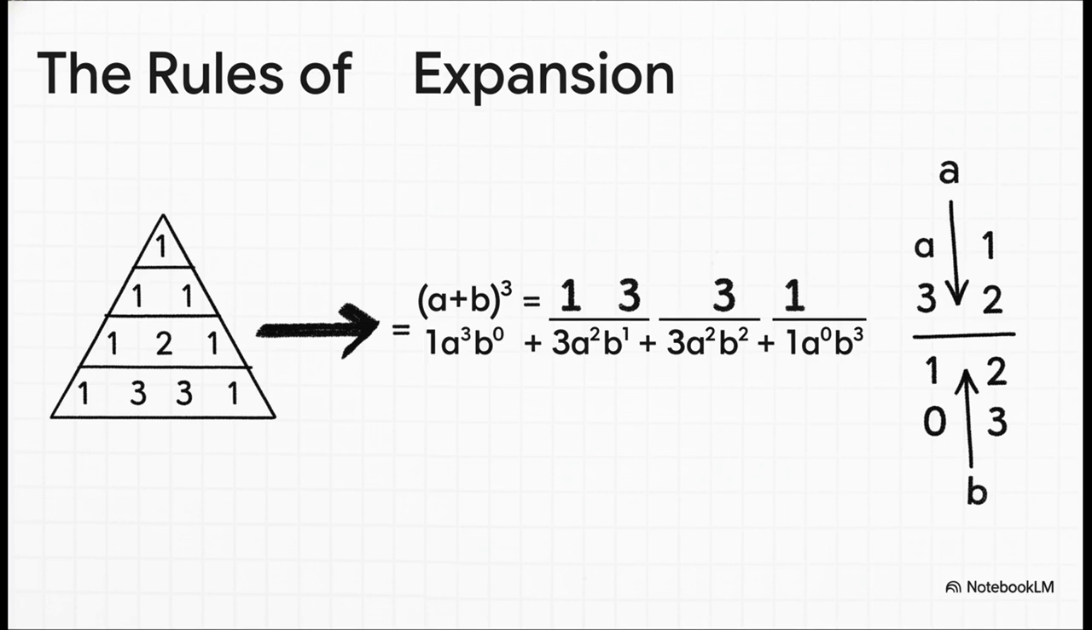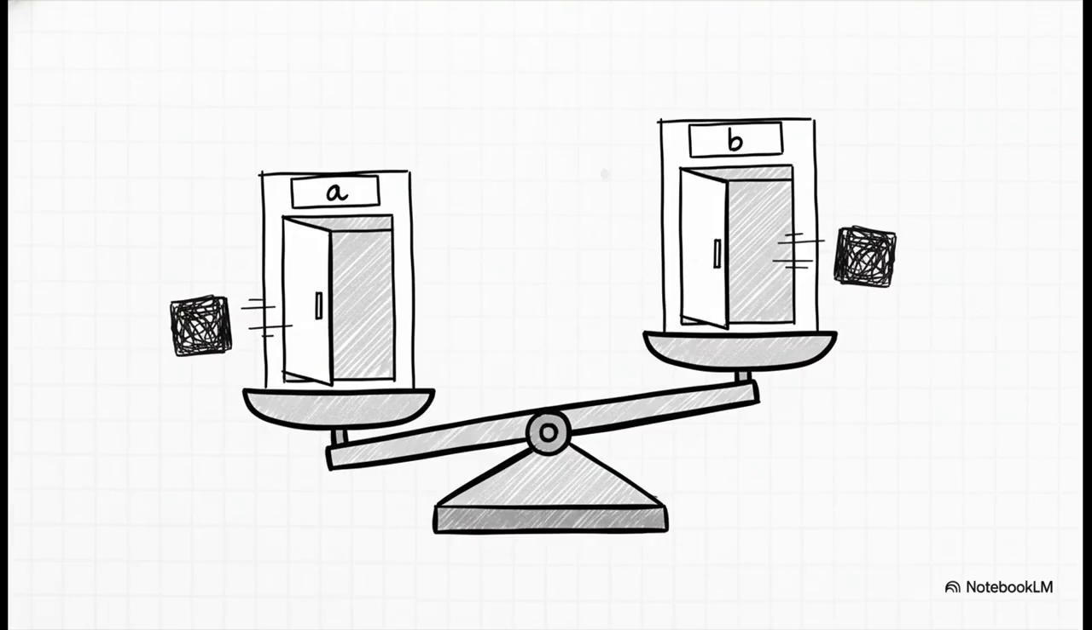And the variables? They do this perfect little dance. The first term's power counts down from 3 to 0, while the second term's power counts up from 0 to 3. Here's a kind of silly but helpful way to remember the powers. Just imagine you have a total power of n. For every single term in your answer, the powers of a and b have to add up to n. It's a perfect trade-off. If the power on a drops by 1, the power on b has to go up by 1 to keep things balanced.